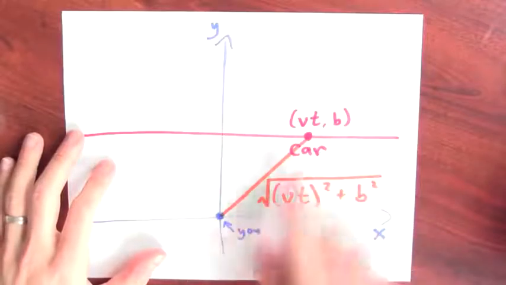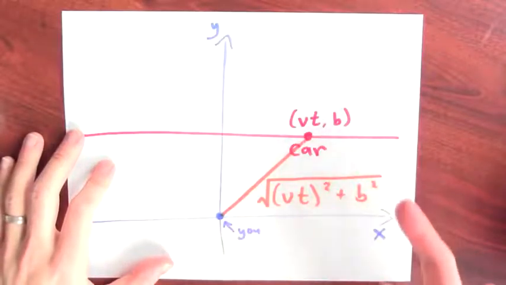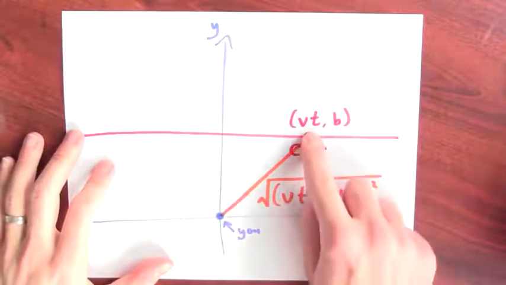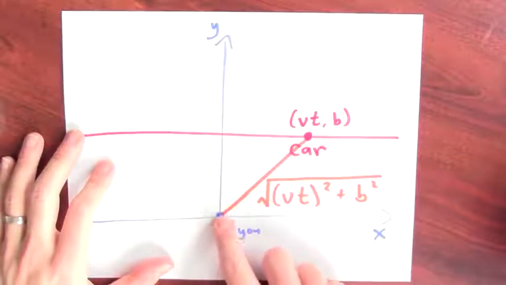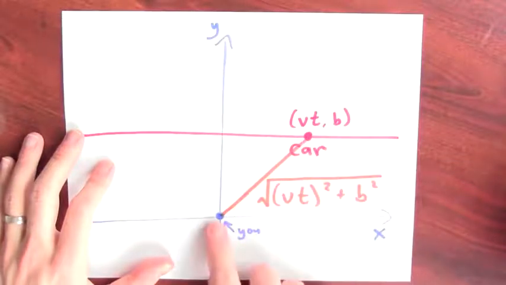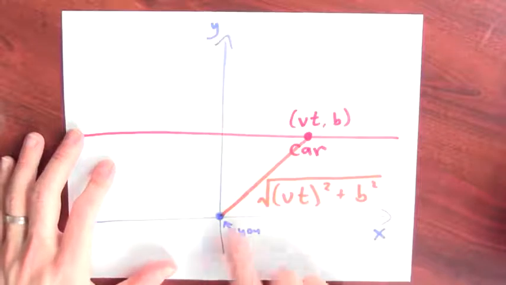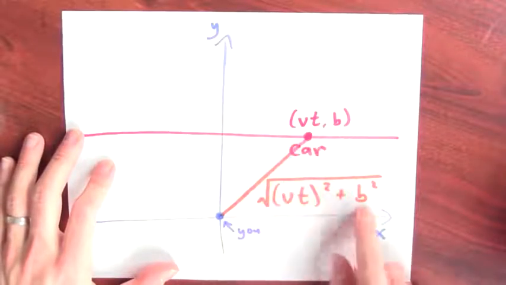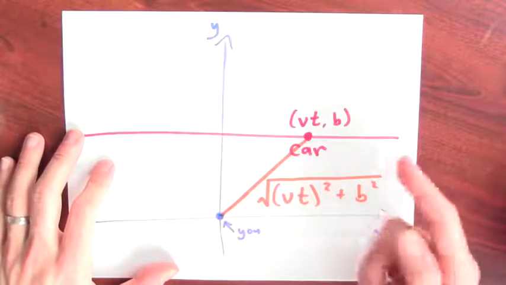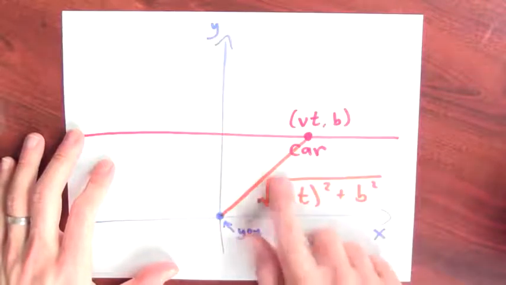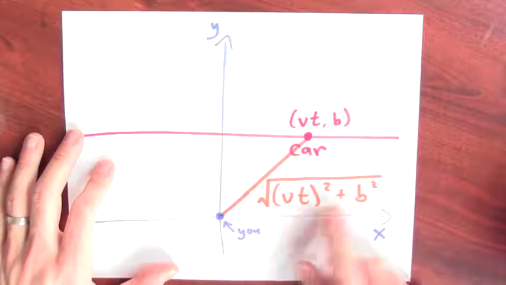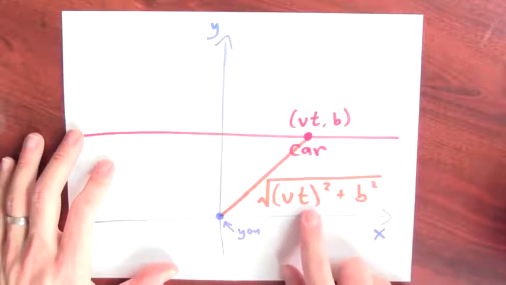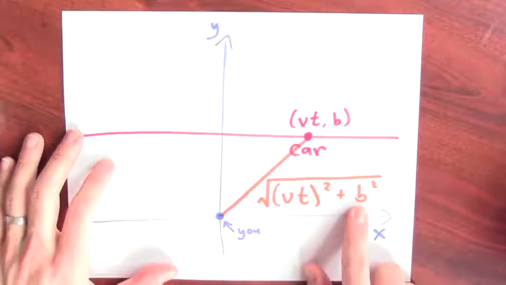Let's compute how far the car is from you. So I've drawn a line segment between you and the car. I don't know how long that line segment is. Well, imagine an invisible right triangle here. I can use the Pythagorean theorem to measure the length of this hypotenuse if I know the lengths of the two legs. This horizontal leg has length vt, the vertical leg has length b, so the length of this hypotenuse, the length of this line segment, is the square root of the sum of the squares of the lengths of the legs of the right triangle.